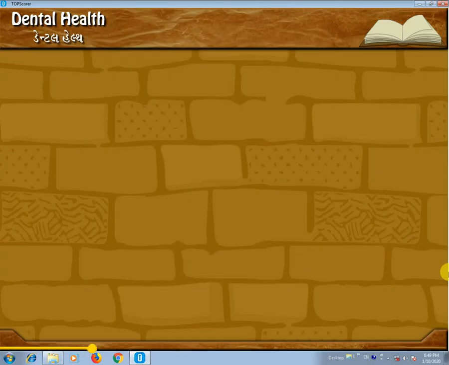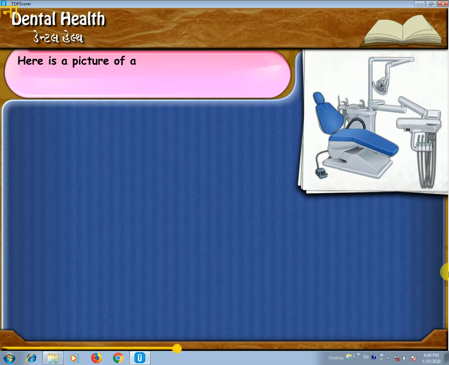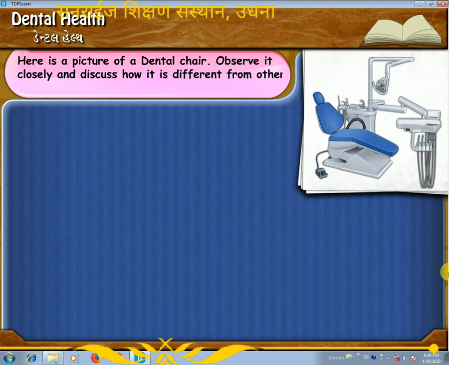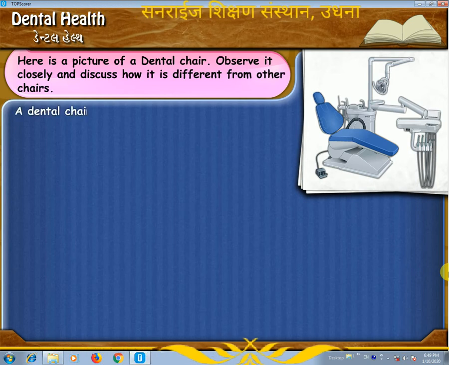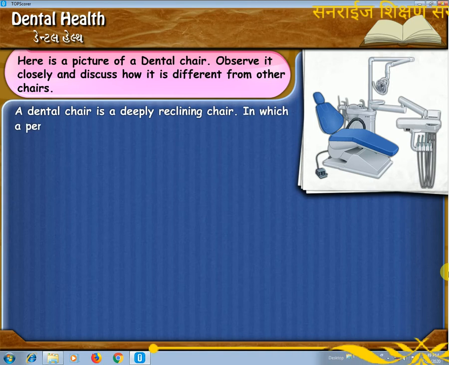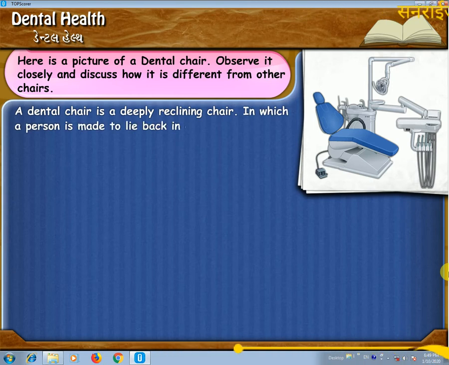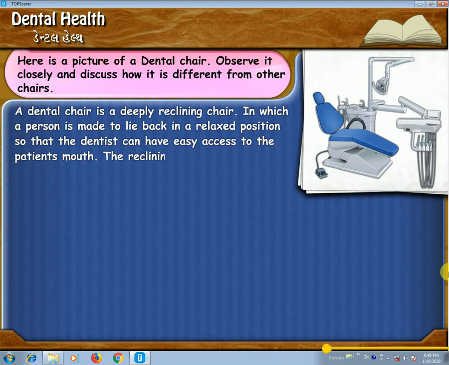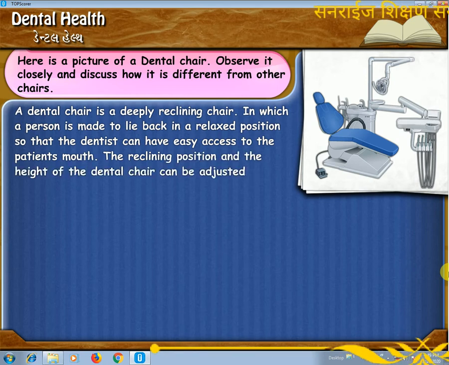Here is a picture of a dental chair. Observe it closely and discuss how it is different from other chairs. A dental chair is a deeply reclining chair in which a person is made to lie back in a relaxed position so that the dentist can have easy access to the patient's mouth. The reclining position and the height of the dental chair can be adjusted.